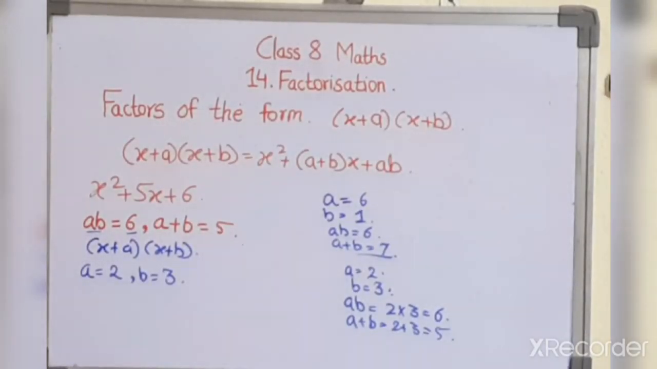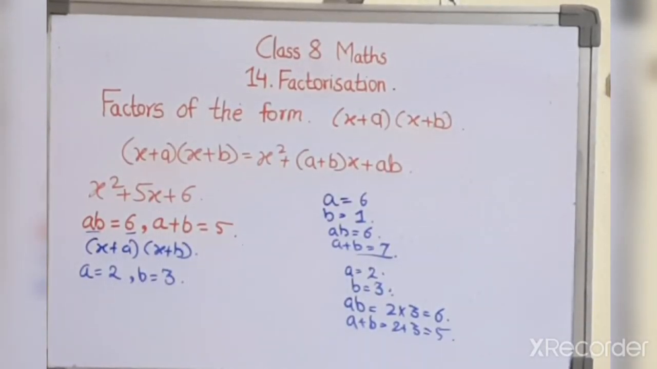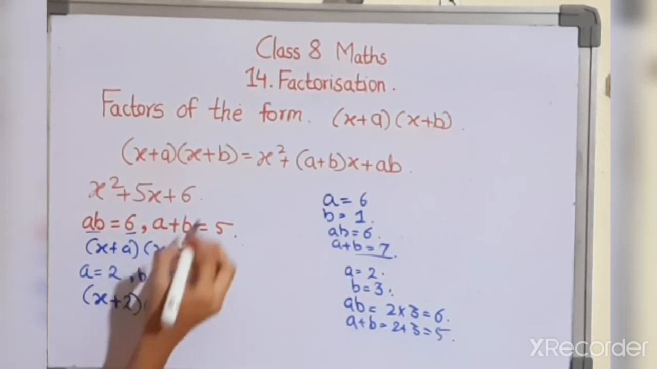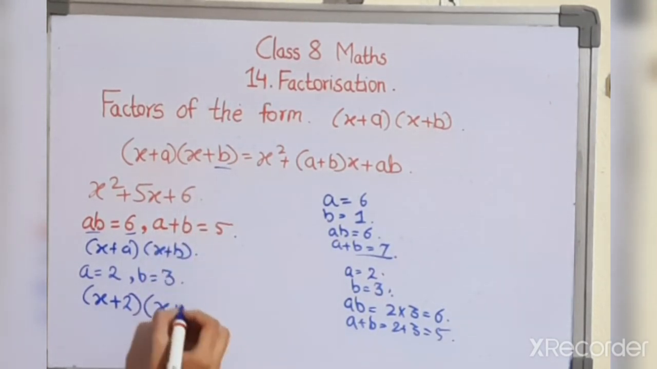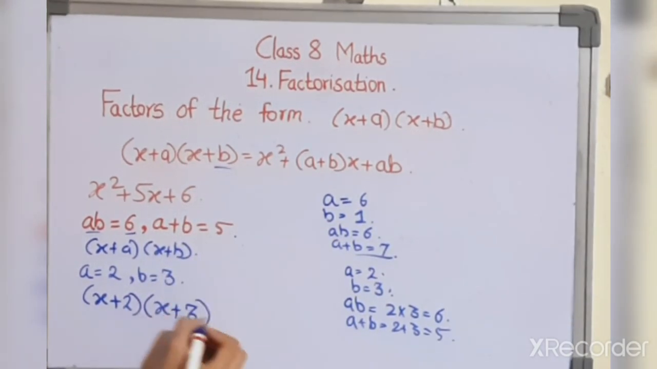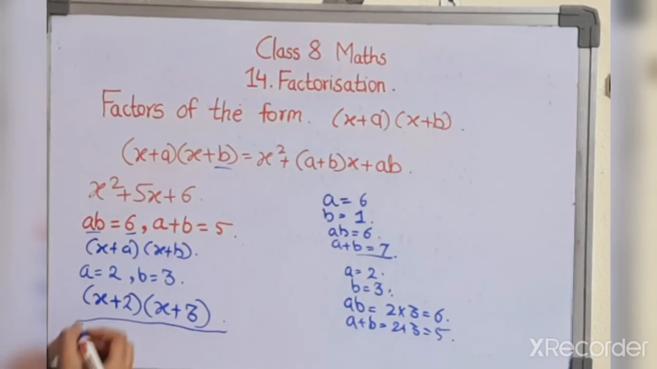So the factorized form of this given expression is (x plus the value of a, which is 2), then (x plus the value of b, which is 3). So this is the factorized form.